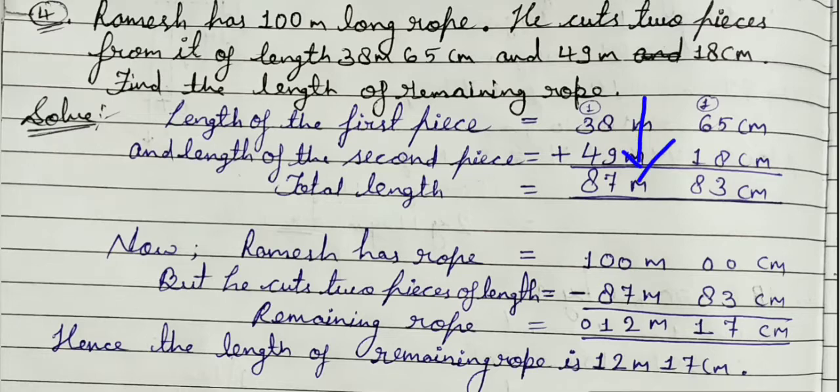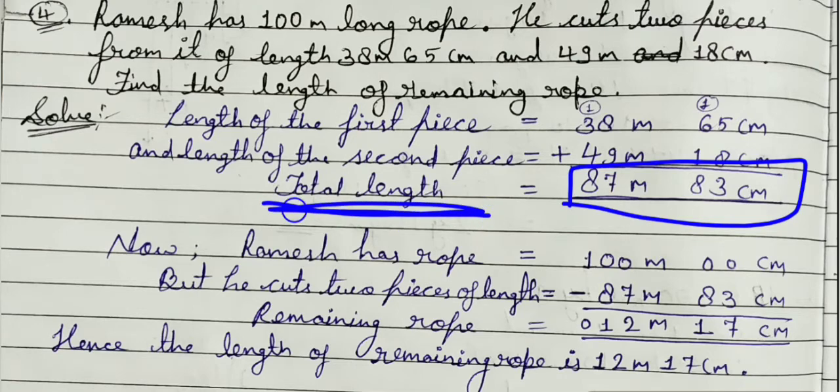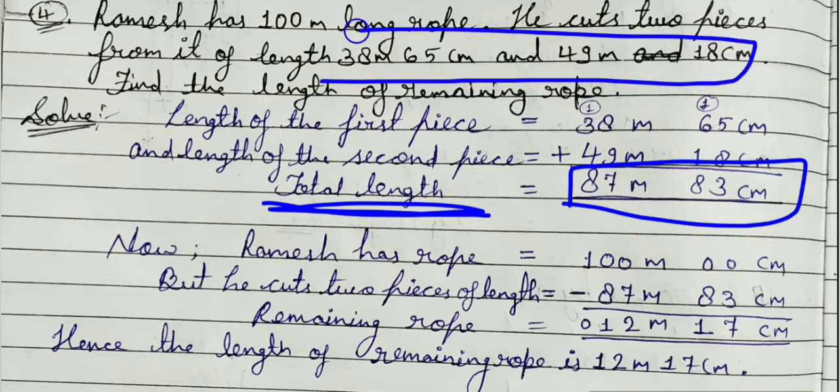Put the sign of meter as it is. 8 plus 9, 17. 7 here, 1 is carry. Add 3 plus 4, 7, and add 1 carry. So it will become 8. So it is 8. So bachcho, this is not your final answer. This is the total length. It means the total length of these two pieces.